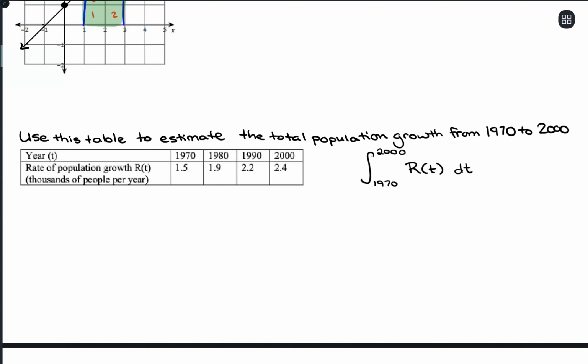Now, visually, this one's pretty tricky. We're not going to have a graph for it. So instead, what we can do is rely on this table and use it for forming our Riemann sum. We could choose a left hand or right hand, or we could do both and do a comparison. Let's go ahead and do both, the left hand one and the right hand one.